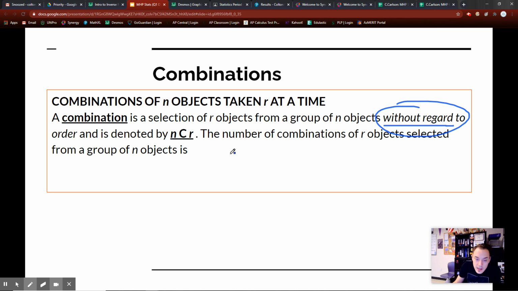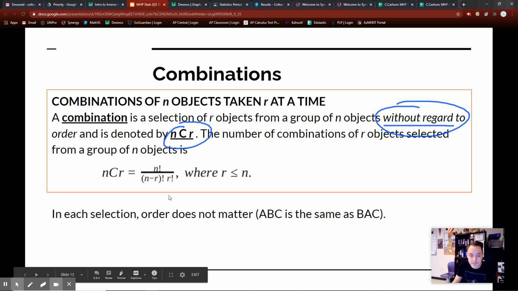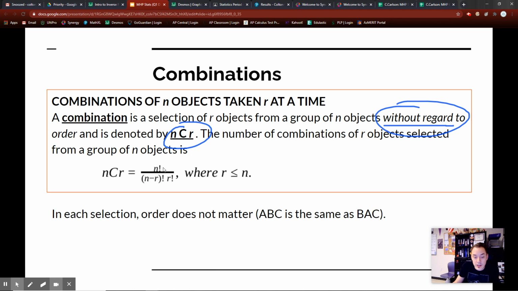It is denoted by NCR. So not NPR, but NCR. The number of combinations of R objects selected from a group of N objects is this formula: NCR equals N factorial all over N minus R factorial times R factorial. This is really nice because it's pretty much the exact same formula. The only difference is it tags on the R factorial there.